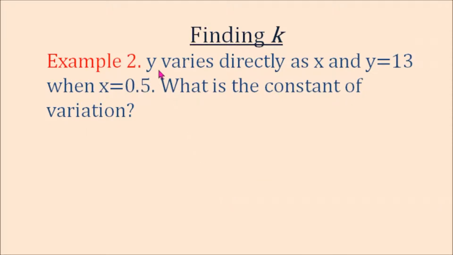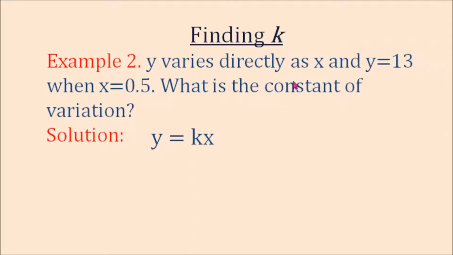Example number 2. y varies directly as x and y equals 13 when x equals 0.5. What is the constant of variation? First, we are going to write our equation. It's y equals k times x. Then we are going to substitute.